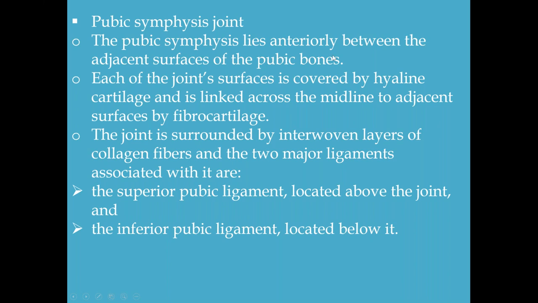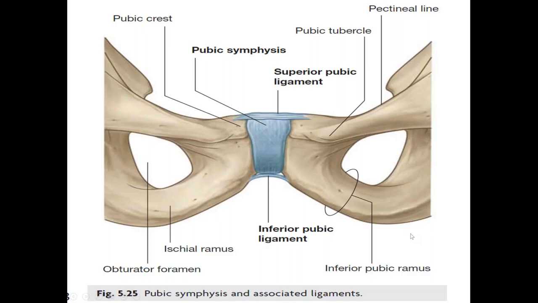The pubic symphysis lies anterior, between the adjacent surfaces of the pubic bones. At the fusion of the two pubic bones, each joint surface is covered by hyaline cartilage and is linked across the midline to the adjacent surface by fibrocartilage. This joint is surrounded by interwoven layers of collagen fibers, and the two major ligaments associated with it are the superior pubic ligament and the inferior pubic ligament. This is about the two pubic bones.